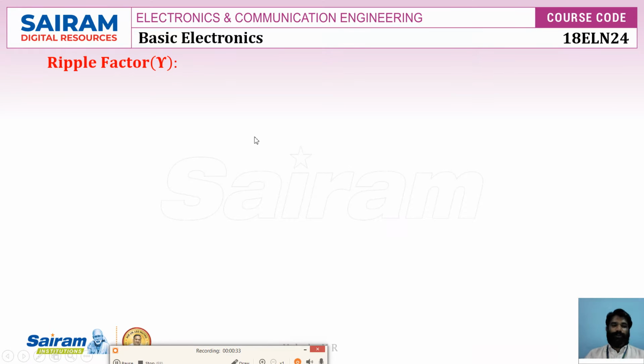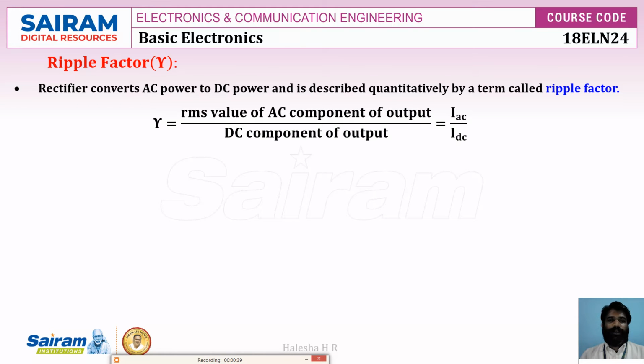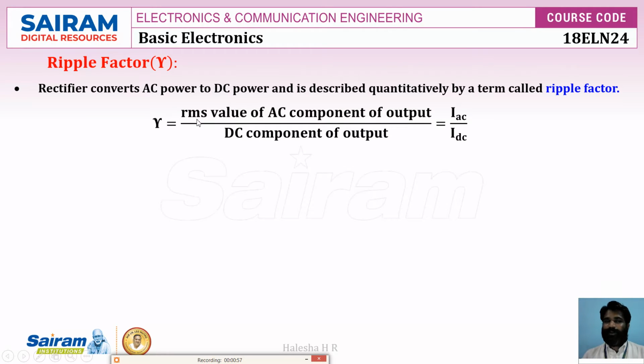Okay. So, ripple factor. A rectifier converts AC power to DC power, and this is described quantitatively by the ripple factor. It is defined as the ratio of the RMS value of the AC component of the output divided by the DC component of the output. That means there is still a small AC component in the output. What is that AC component? That is IAC, divided by the DC component of the output, that is IDC.